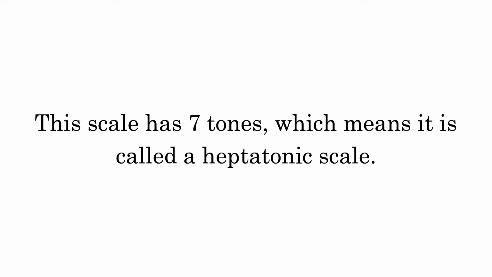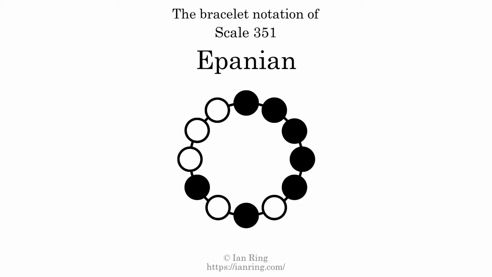This scale has 7 tones, which means it is called a heptatonic scale. This is a bracelet notation diagram of scale 351. The shaded circles represent tones that appear in the scale, and they are read clockwise, starting at the top.